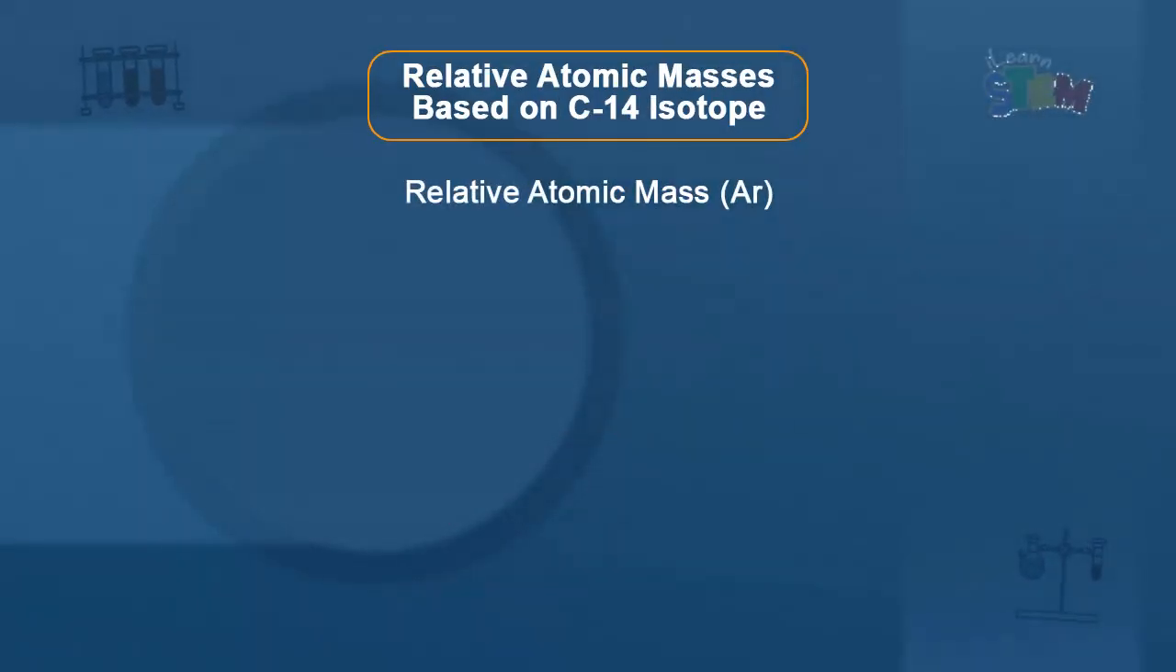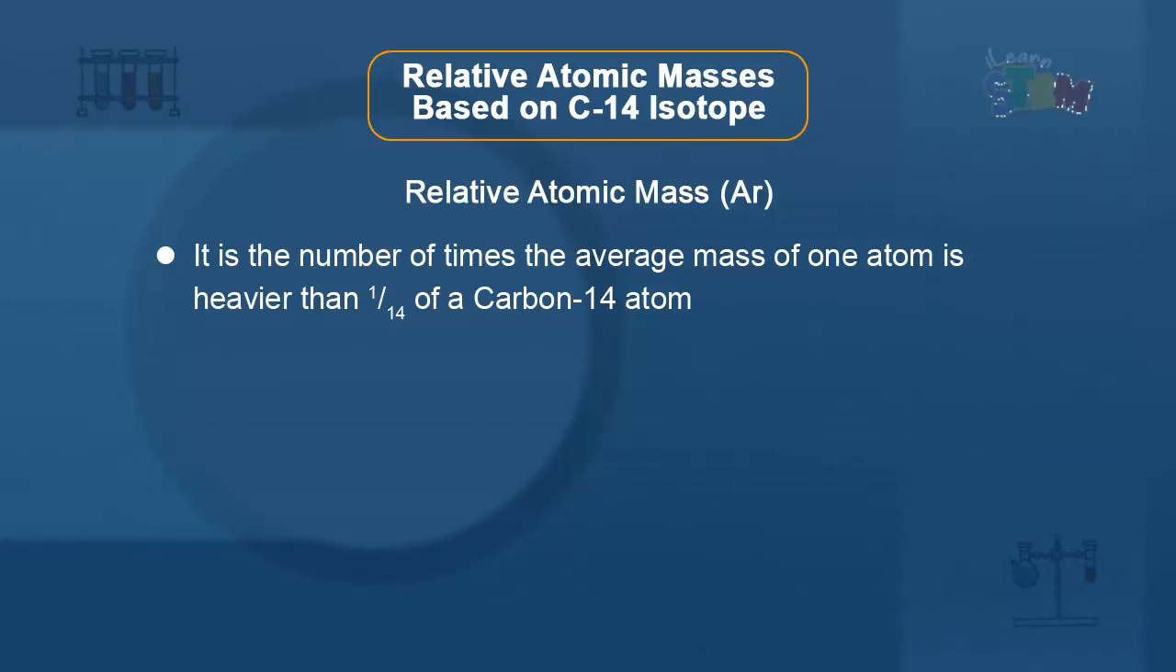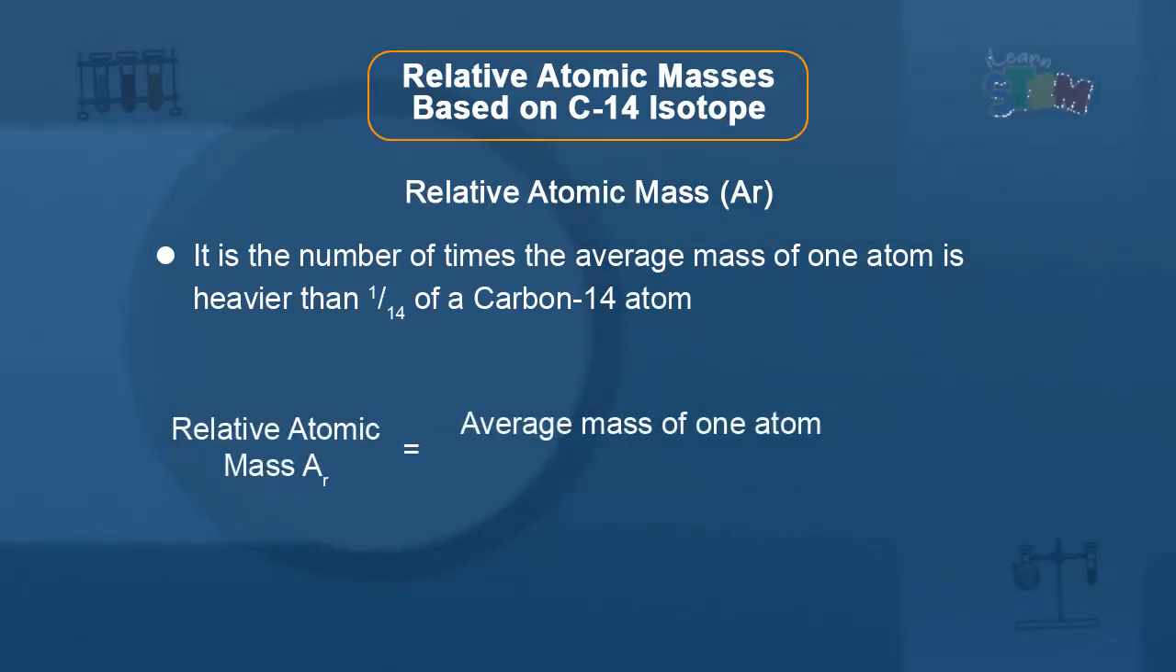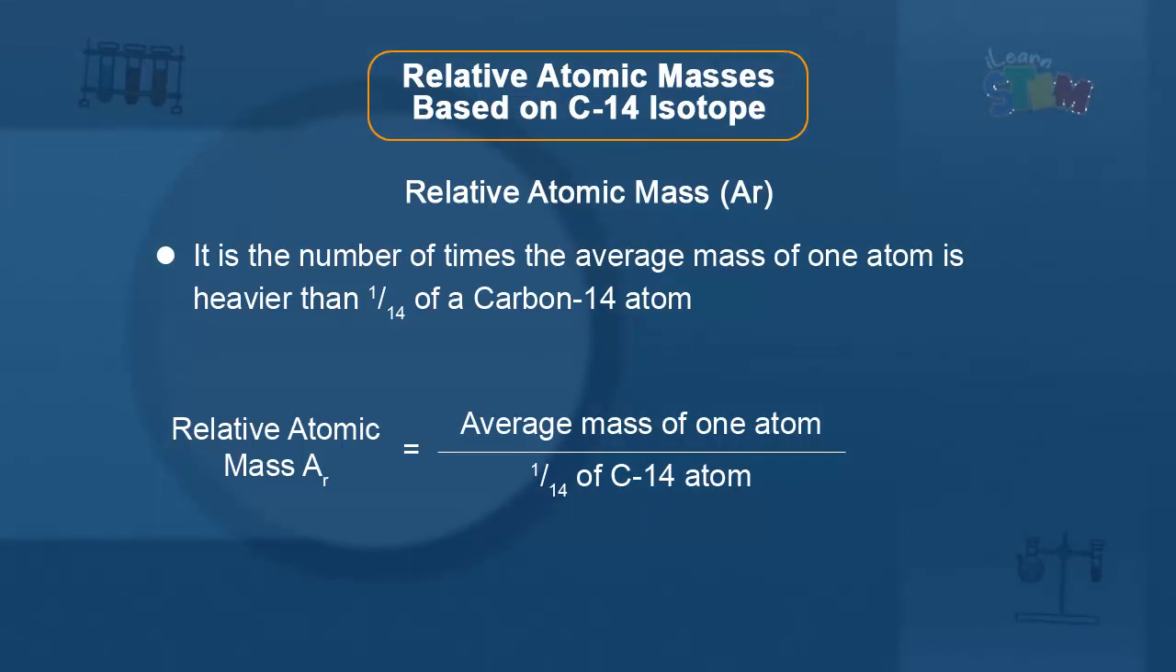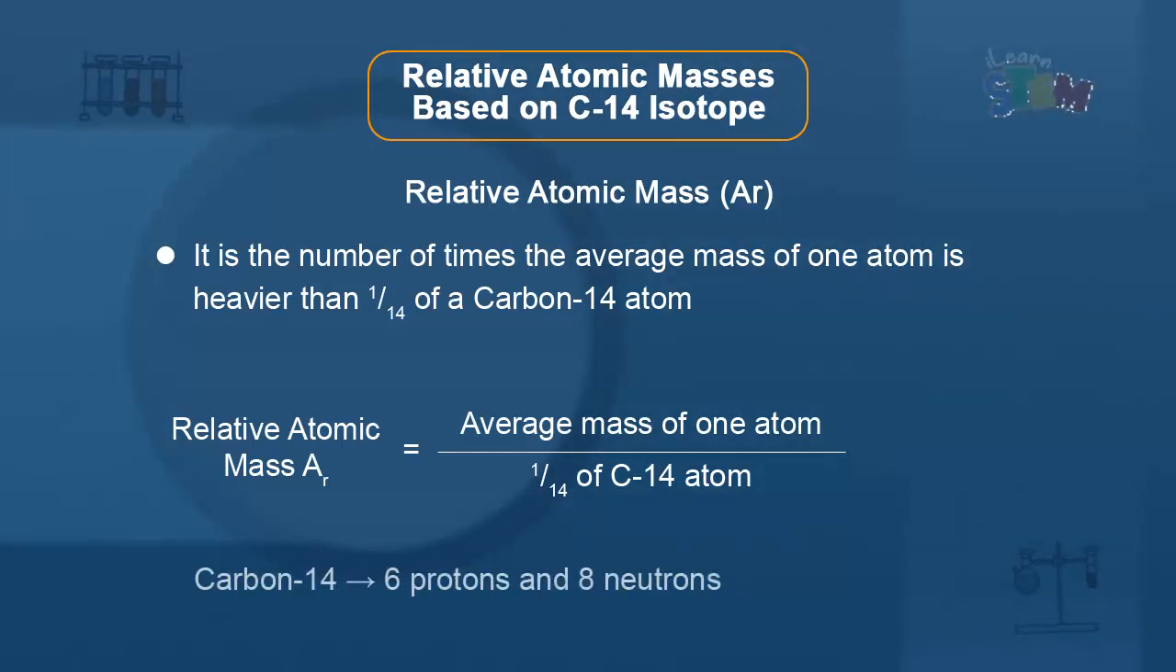Relative atomic mass, written as AR, using the carbon-14 scale. The relative atomic mass of an element is the number of times the average mass of one atom is heavier than 1/14 of a carbon-14 atom. Here is the formula. Relative atomic mass is equal to the average mass of one atom divided by 1/14 of the mass of a carbon-14 atom. By using carbon-14 as a standard, we can easily compare the masses of different atoms and calculate molecular masses, which is very useful in chemical calculations and experiments.